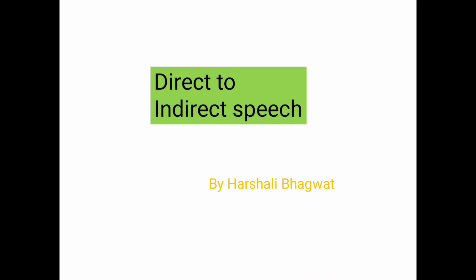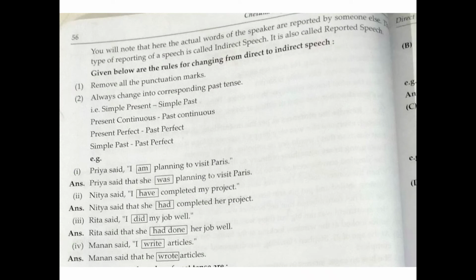So, in this video, we know that whatever we are talking directly with the person, that is called direct speech. And if we convert it into indirect speech, it means we are telling this situation to a third person, that is called indirect speech. Okay, so you will note that here the actual words of the speaker are reported by someone else, and this type of reporting of a speech is called indirect speech, or it is also called reported speech.